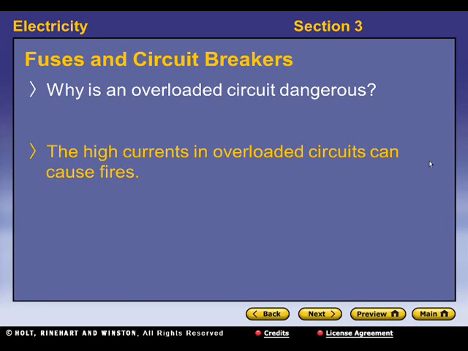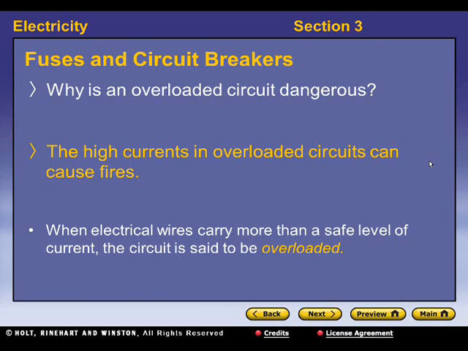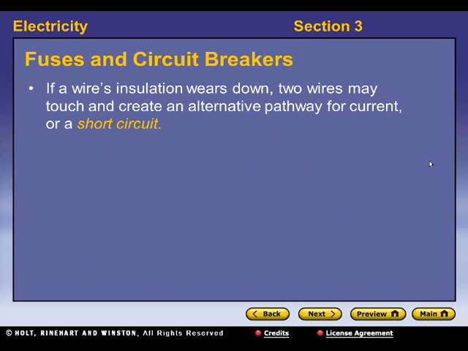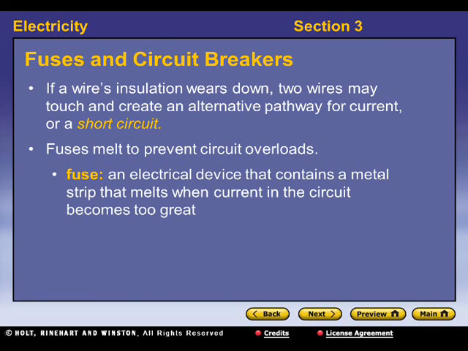So, fuses and circuit breakers. Why is an overloaded circuit dangerous? High currents in overloaded circuits can cause fires. When electrical wires carry more than a safe level of current, the circuit is said to be overloaded. If a wire's insulation wears down, two wires may touch and create an alternate pathway for current, called a short circuit. Fuses generally prevent circuit overloads so that you don't have a short circuit. When you have a short circuit, it's basically electricity that arcs, creates a big spark and a pow, and it could ignite materials around it.